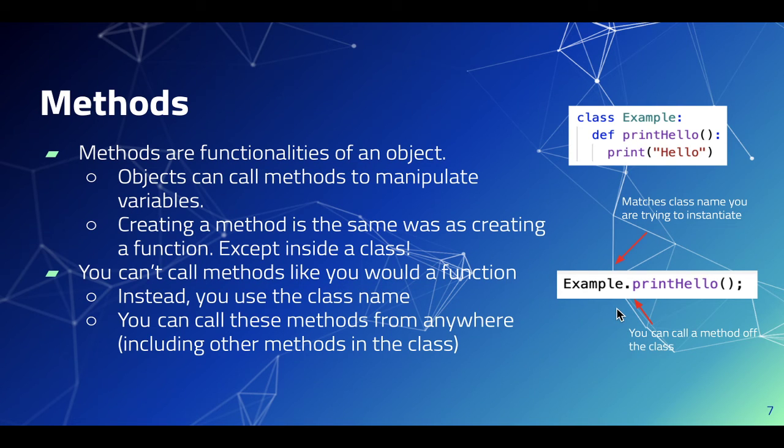You can't call methods like you would a function, so you can't just type print hello. You need to call it off the class, and to do that, we use the dot operator. The dot operator allows you to call stuff off of an object. So Example dot print hello allows you to call the function print hello from the Example class.